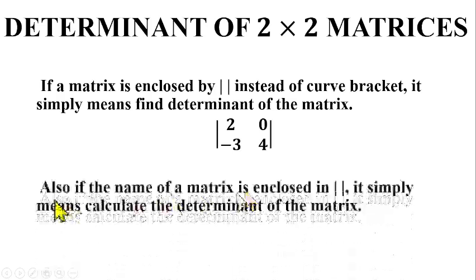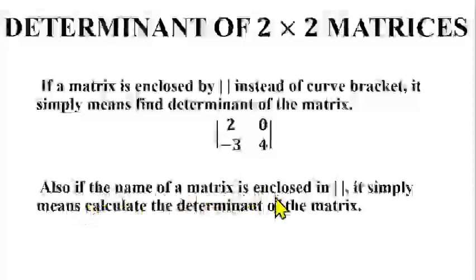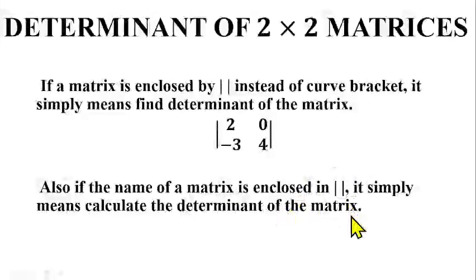Another thing you need to know is that if the name of a matrix is enclosed in these 2 straight lines, it simply means calculate the determinant of the matrix. So if I give a name to a matrix and I say find, and I use these 2 straight lines and write the name of the matrix, it means that you have to find the determinant of that matrix. And we know that these 2 straight lines mean another thing in mathematics. It means modulus in another topic, but in a matrix it means determinant.